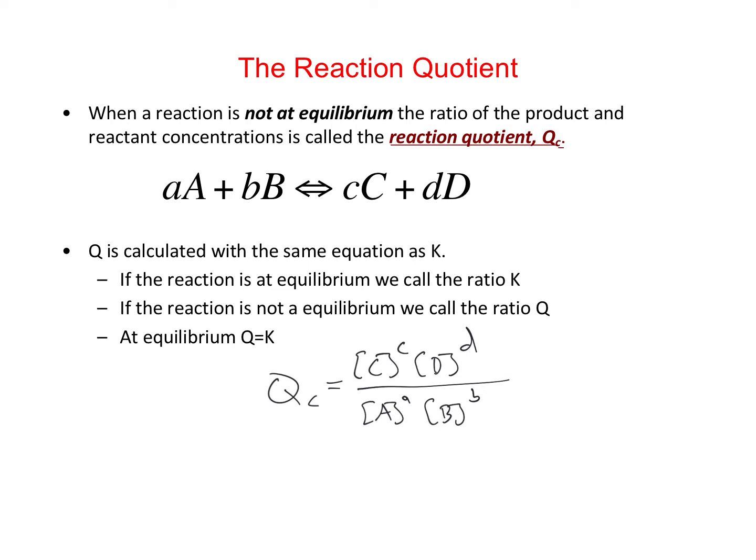What we can use the reaction quotient for is to determine in which direction the reaction needs to go to get to equilibrium. If we calculate Q and it's equal to the value that K has, then we know we're at equilibrium. So let's look at that. How can we use the reaction quotient to predict reaction direction?